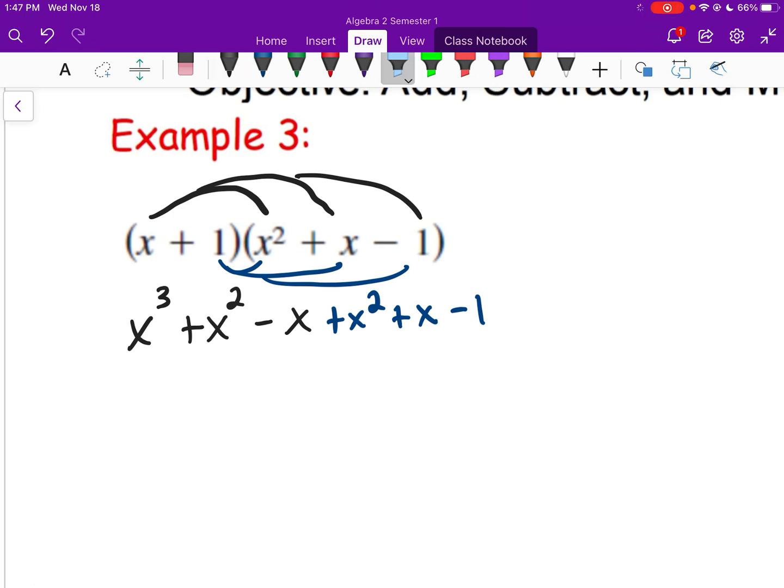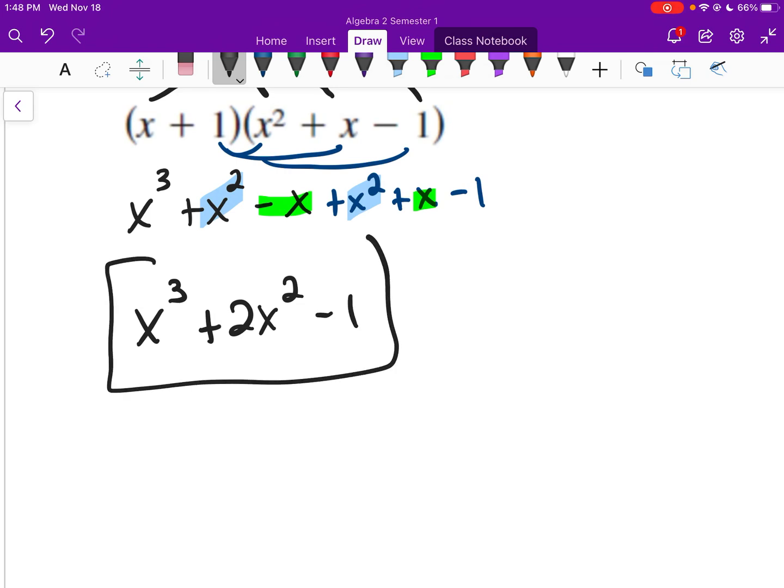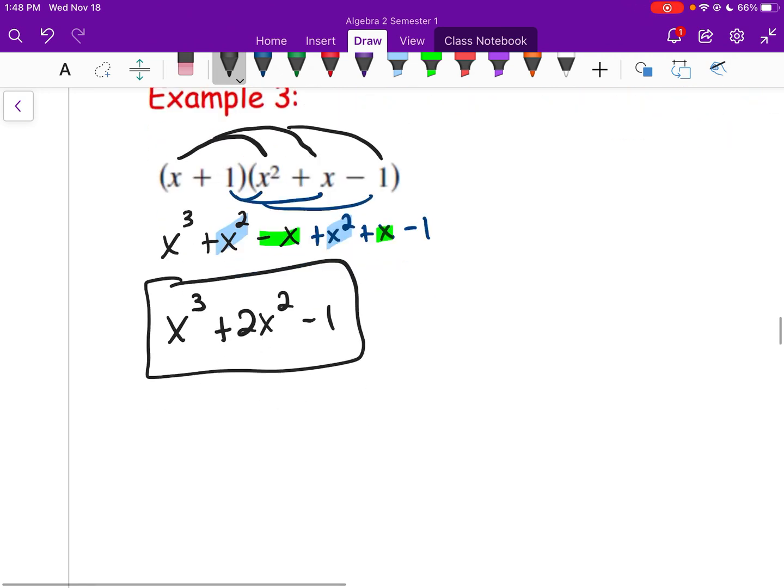Now from there we got to combine our like terms. I got x squared, and -x plus x. So in our final answer we got x cubed. X squared plus x squared will give me 2x squared. -x plus x, those cancel each other out. And then finally that minus 1. All right, so that was multiplying.